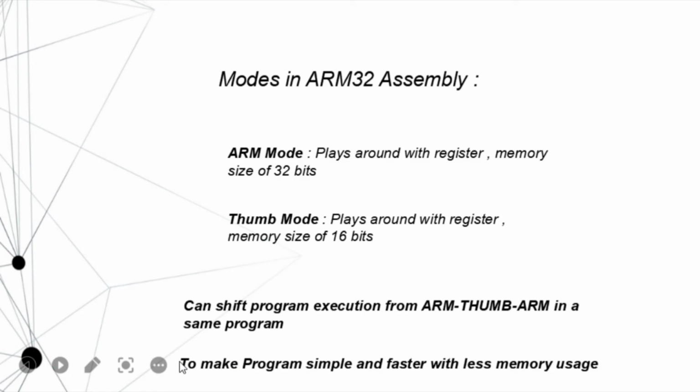The idea of shifting the execution from ARM to thumb and thumb to ARM is to make the program small and fast, because using 16 bits of memory addresses will require half the time or more than half the time that a process may take in 32-bit mode.